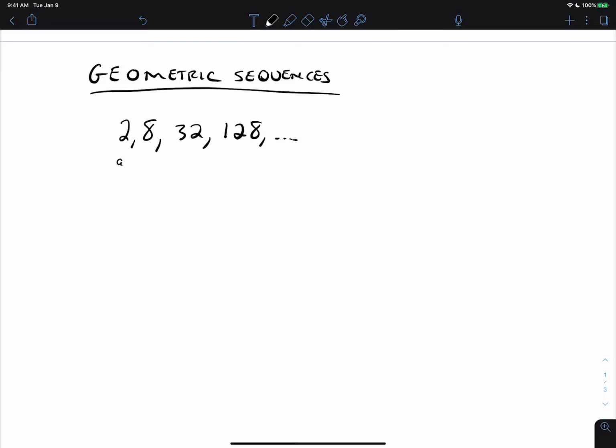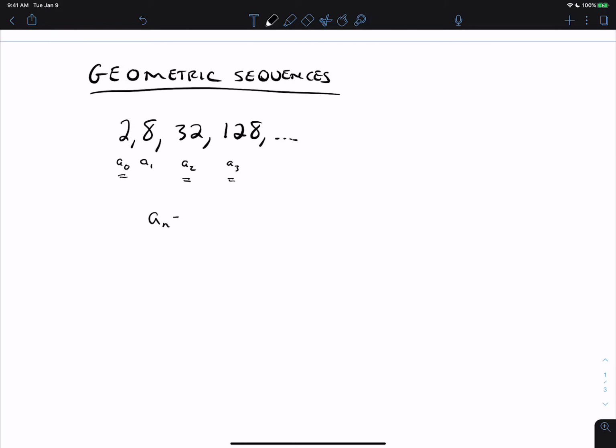So we can approach this almost the same way. So if we call the 2 a sub 0, 8 is a1, 32 is a2, and 128 is a3, then to go from the 2, the a0 term, to the 8, the a1 term, you have multiplied by 4 once. To go from a0 to a2, you have multiplied by 4 twice. To go from a0 to a3, you have multiplied by 4 3 times.